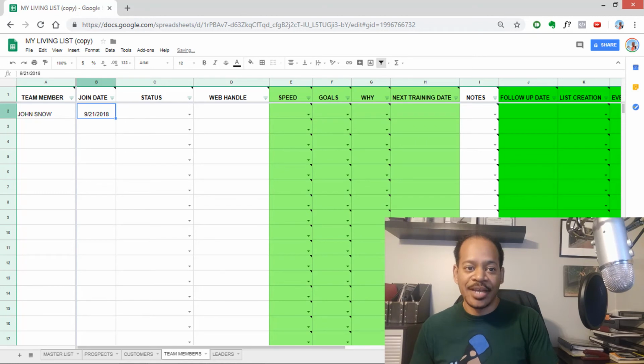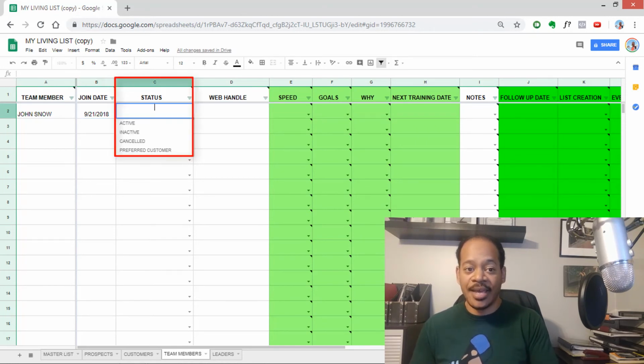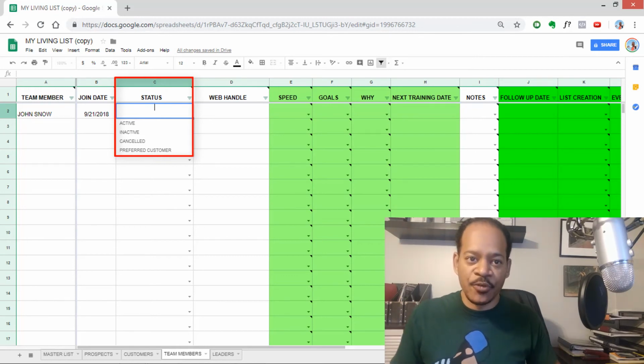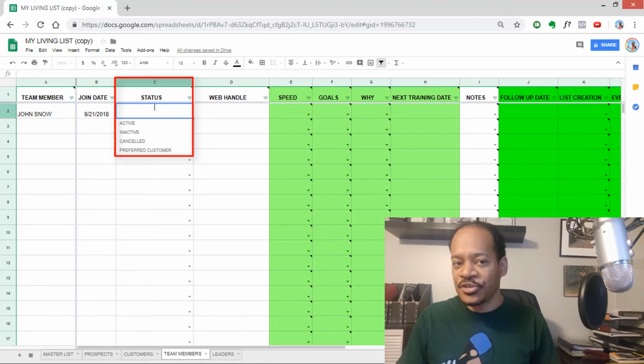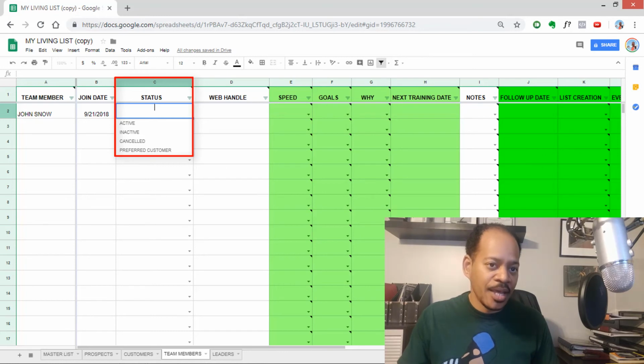Next, we'll track his status, and we can choose from active, inactive, canceled, or preferred customer. The preferred customer is an option for someone who is on your team but not actively building the business. Because there's going to be times when a team member is no longer actively engaged in building the business, and now they've really become more of a happy customer.